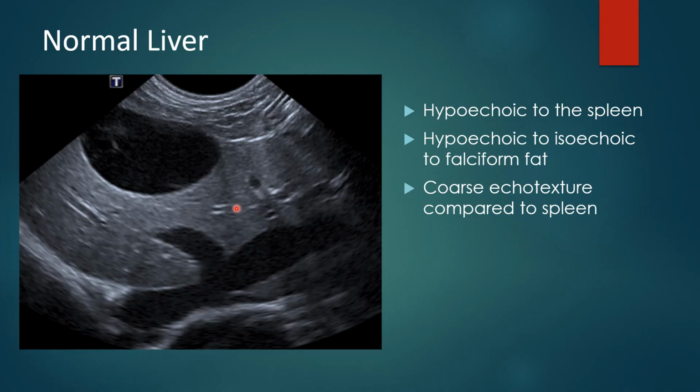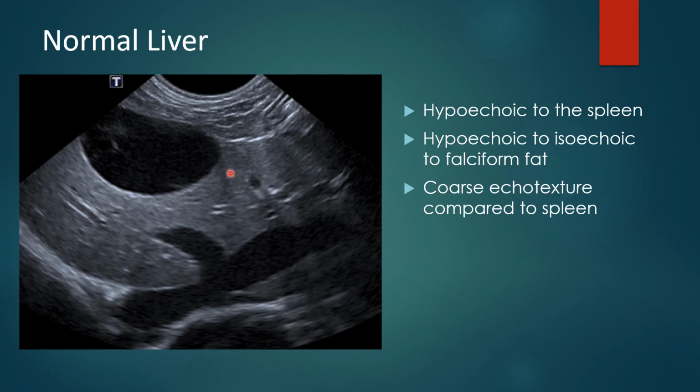So again, the normal liver here is going to have this coarse echotexture compared to the spleen, and it's caused by these portal vein walls. This is the caudal vena cava coursing through it and crossing the diaphragm with hepatic veins. So hepatic veins do not have those nice thick walls compared to these portal veins. And then again, you've got the gallbladder here.